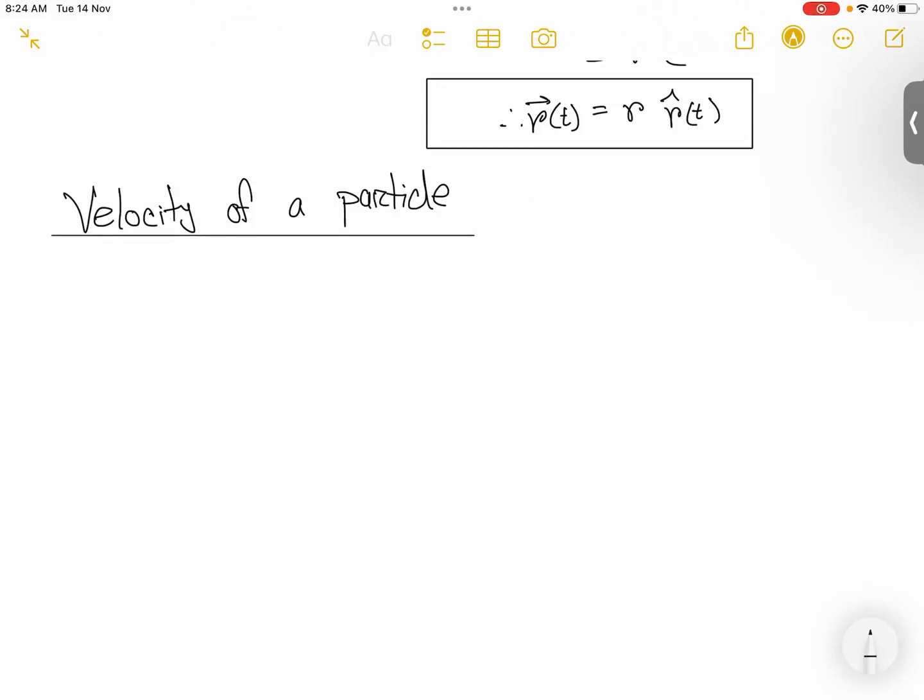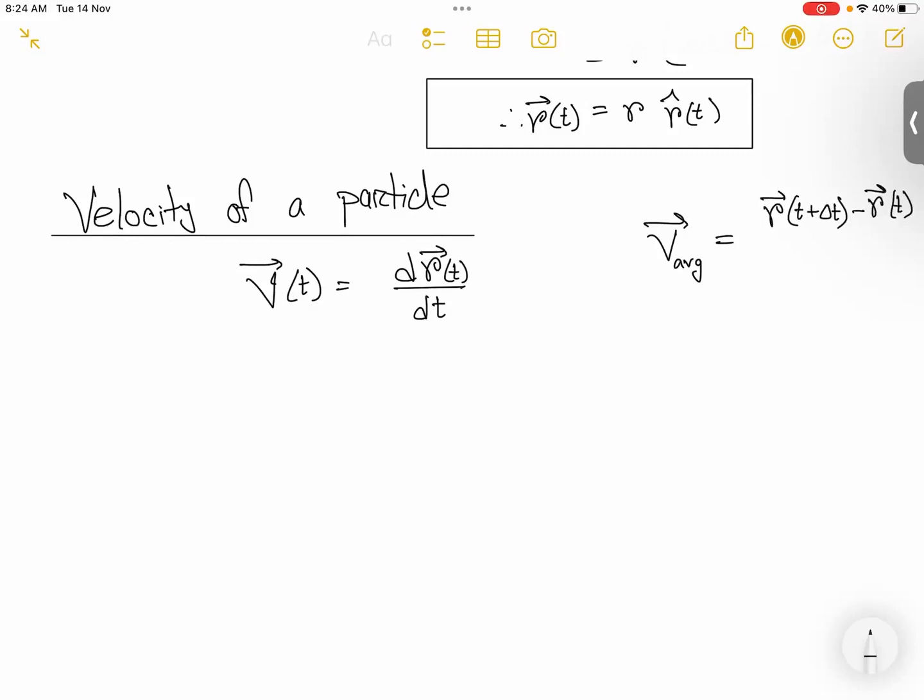So let's talk about the velocity of a particle. Velocity of a particle, we already know from kinematics that velocity of a particle is basically given by the differentiation of the position of the particle with respect to time. We can also talk about the average velocity. Average velocity will be given by position at some time t plus delta t minus position at some time t divided by delta t. So you can find that.